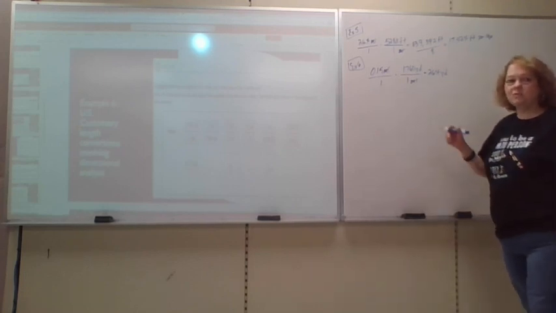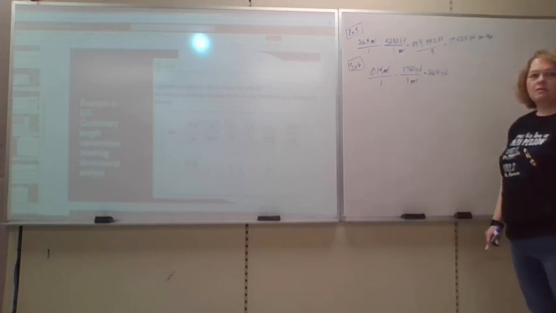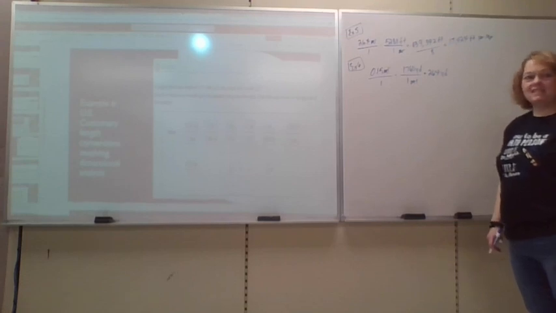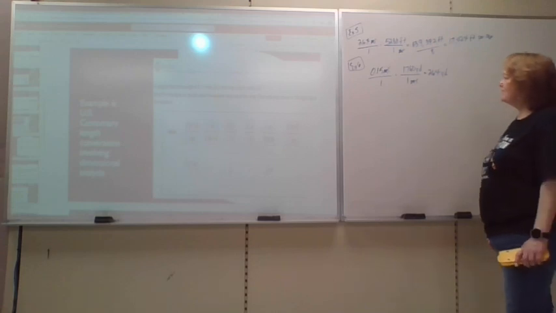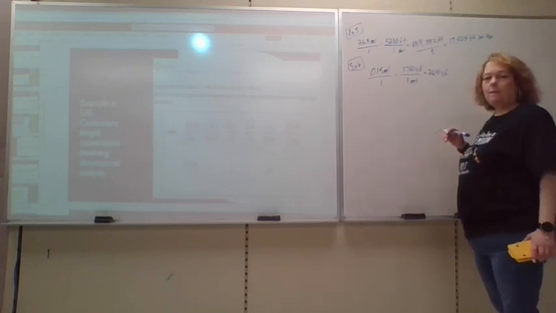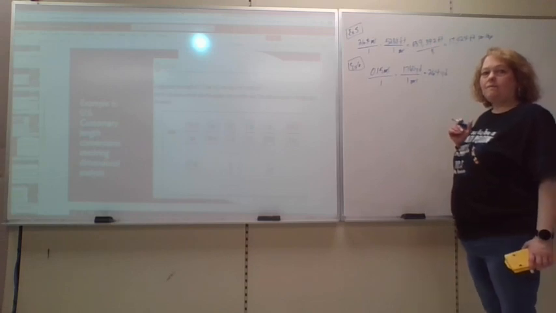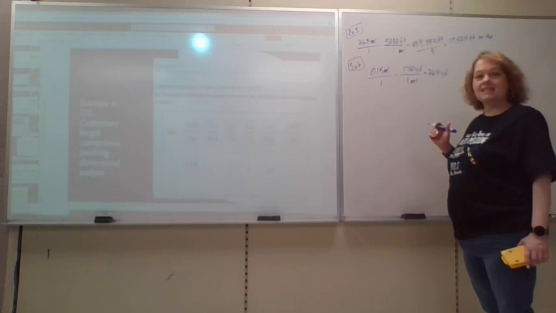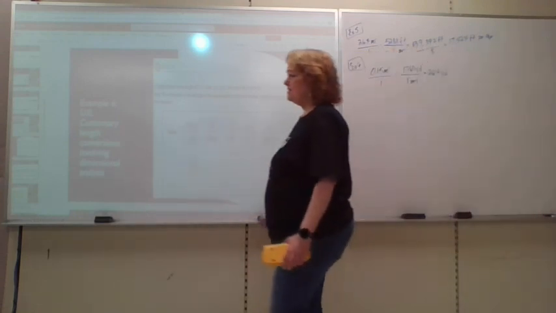Does that make sense of which one to drag? It kind of goes along with my picket fence. Don't you think so? Yeah. Questions over that? So if it's asking a question for miles and it wants yards for the answer, I put miles on the bottom and yard on top. Yes, exactly. That's exactly it.